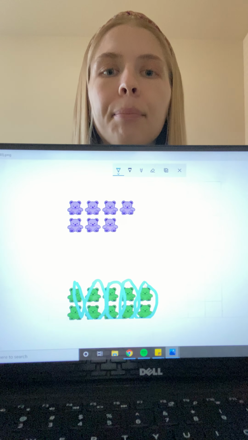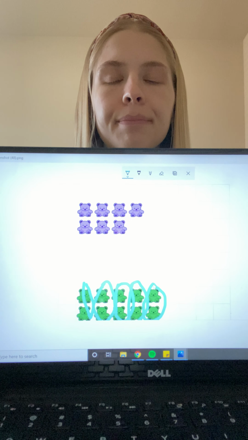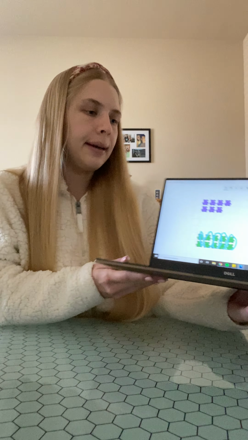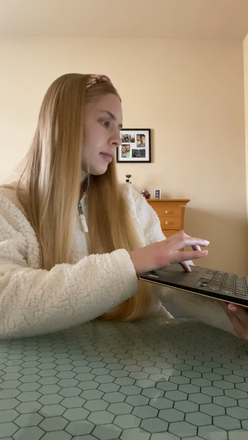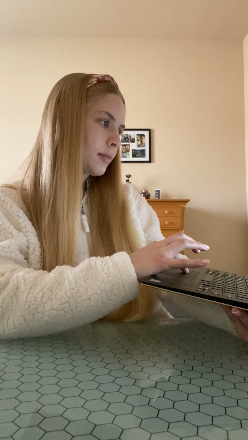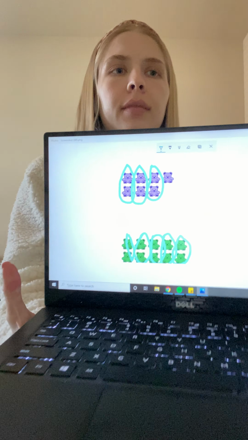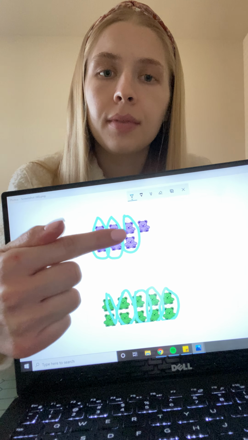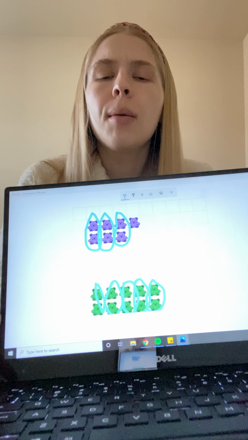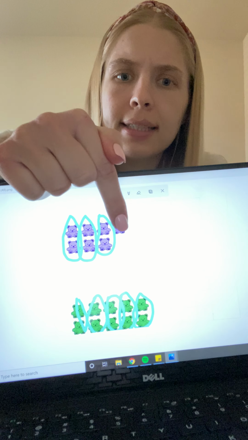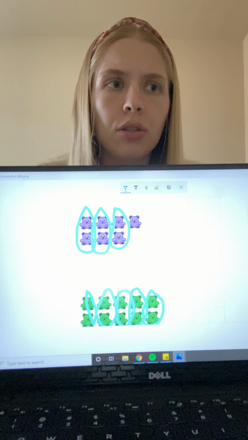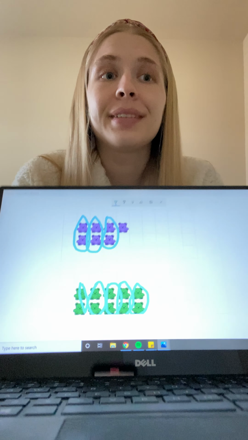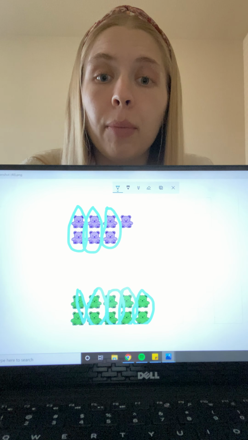So let's look at this example. Let's look at our purple bears up there. Let me circle our pairs and we'll look at it. All right, how many pairs do you see in those purple bears? 3, that is correct. But we have one bear left over. He doesn't have a partner to make a pair. So what do we know about that? Yes, we know that is our remainder, and now it is odd.